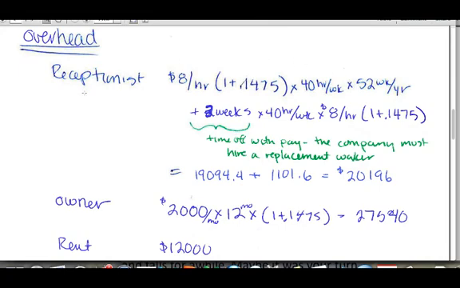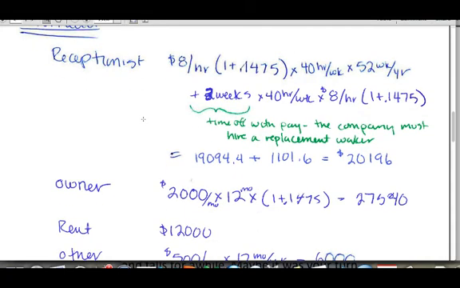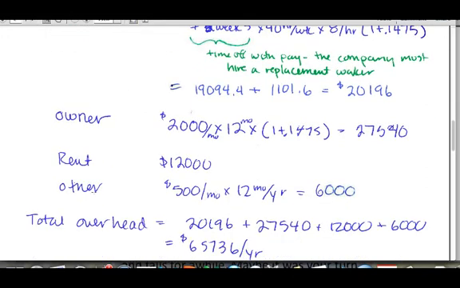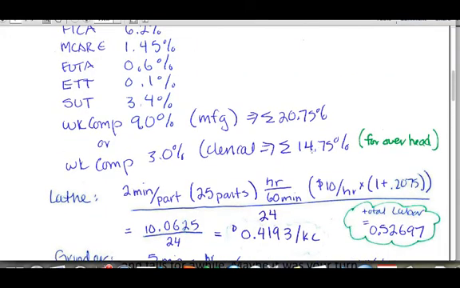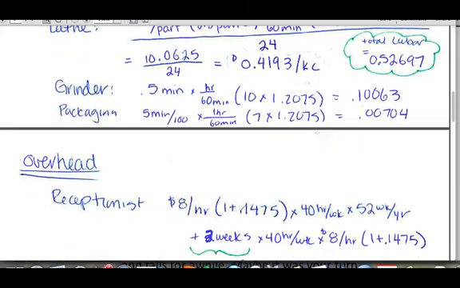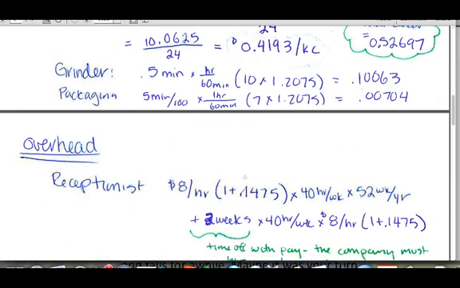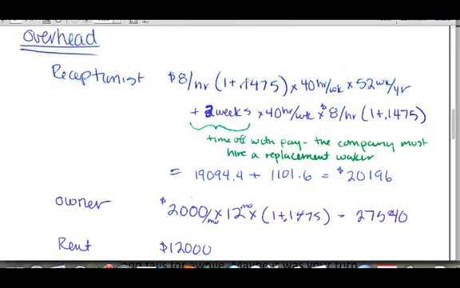On the overhead side, I just have to go through all of the overhead costs, which is everything else that hasn't been included already. We have the receptionist, the owner, the rent, and the other. For the receptionist, remember I calculated the tax rate up above. The receptionist gets paid $8 an hour, and I need to add the taxes. She works 40 hours a week, 52 weeks a year. In addition, it says she has 2 weeks off, and I'm assuming that when a receptionist is gone, you need to find a temporary worker.